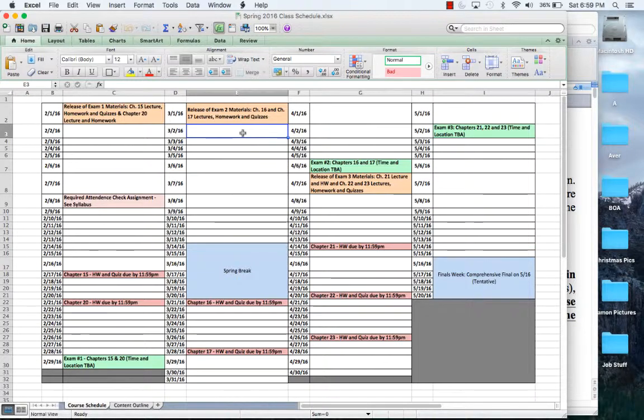Also, Chapter 17 homework and quiz will be due by March 28th by 11:59 p.m. I will tell you now, for planning purposes, Chapter 17 is much shorter and in much less detail than Chapter 16. Therefore, you can plan your schedule out over the next month accordingly.